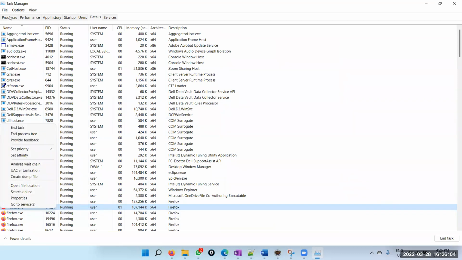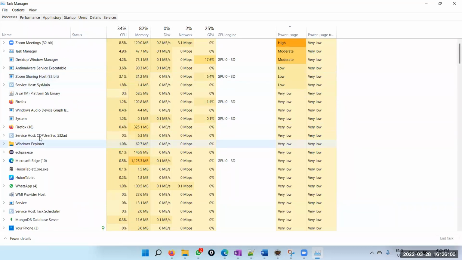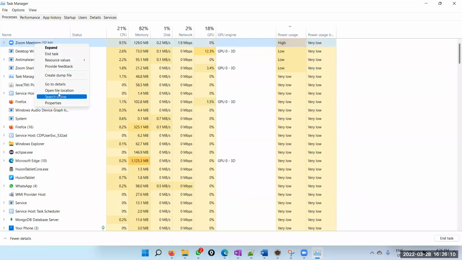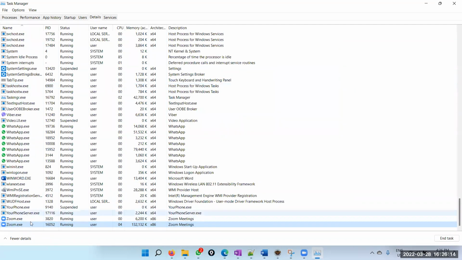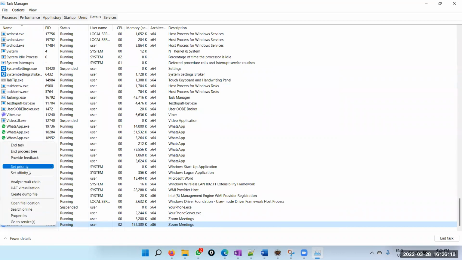Okay, so you have to go to the details, right? For example, say I want to give my Zoom higher priority. You have to go to details. Then you can see sub processes are there. Right click and there's something called set priority. By default, it will be normal priority, but if you feel like it is slower, and we need to make it a little bit faster, you can just increase the priority.